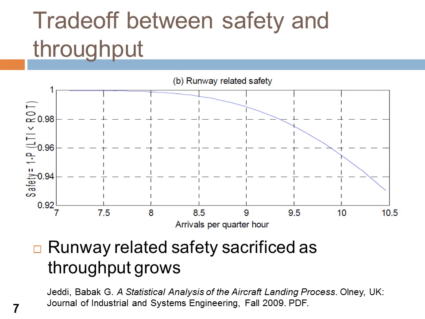On the y-axis we have safety defined as 1 minus the probability of an SRO, and along the x-axis is arrivals per quarter hour. Basically, safety and throughput have an inverse relationship, and as throughput increases, safety decreases.